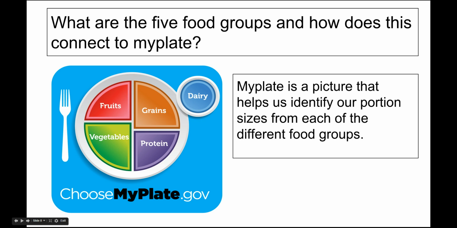Therefore, my plate is a picture that helps us identify our portion sizes from each of the different food groups. If we don't remember exactly how much we should have of each, we can always refer to our portion control chart on the previous slide. Another point to remember is that you do not need to eat from every food group in one meal or sitting. Rather, eating from 2 or 3 food groups is plenty sufficient for keeping a healthy body.